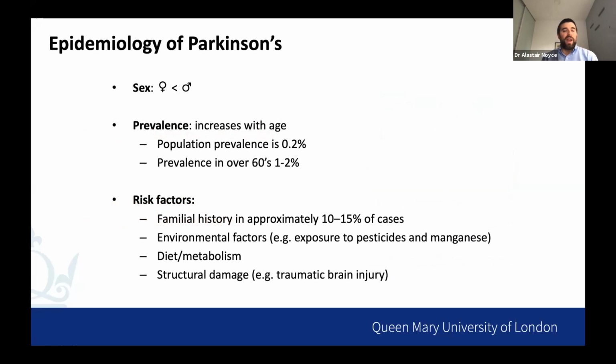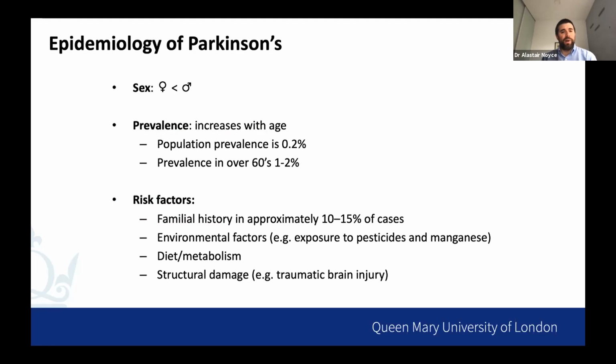A quick summary of the epidemiology of Parkinson's before we drill further in. So for every two women with Parkinson's, there are three men. It's more common in men. And the prevalence, this is the proportion of a population that has Parkinson's, increases with age. So in the general population, the prevalence is less than a percent, it's 0.2%. But when you move to the over 60s age group, the prevalence is more like 1-2%.